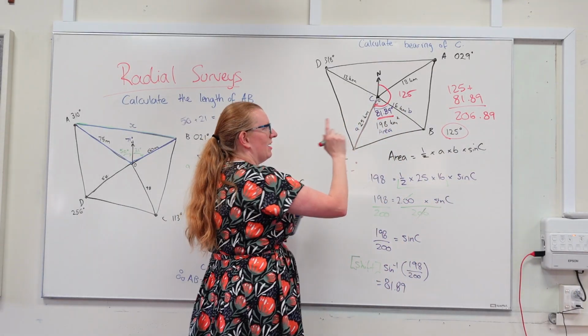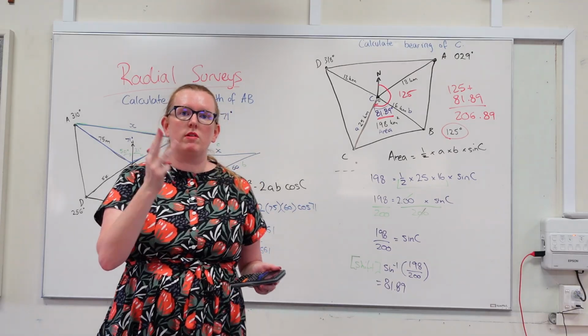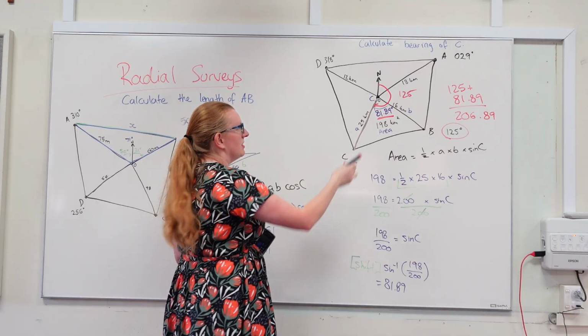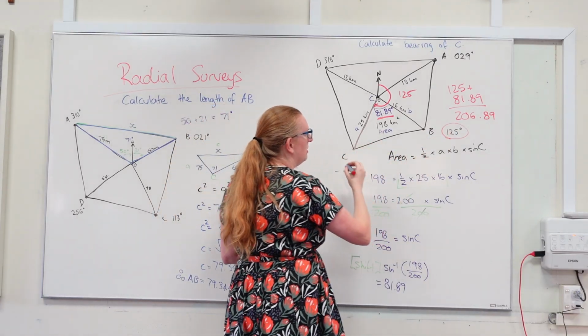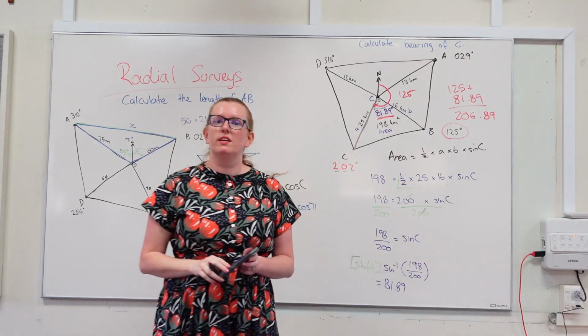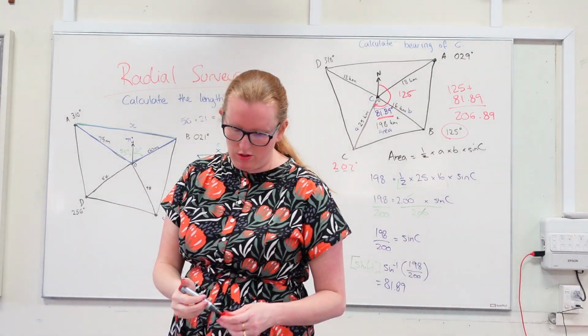Because I can only use 3 digits to represent my bearing, I'm going to have to round to the nearest whole number. So that means that 206.89 would round to 207. So 207 degrees. Great. And that's how we do radial surveys.